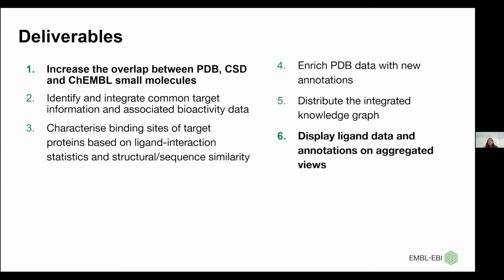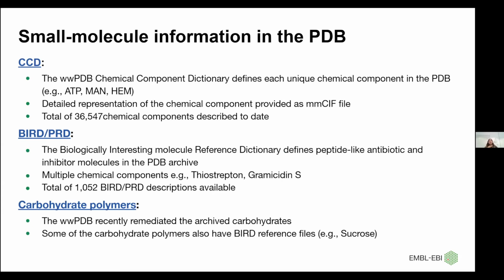So before going into the details, let me give you a quick overview of what we currently have in the PDB archive in terms of small molecules. The first thing I would like to highlight is the CCD, which is the Chemical Component Dictionary, and it defines the unique chemical compounds in PDB, usually with 3-letter codes: ATP, MAN, heme, and they are represented as mmCIF files. To date, we have over 36,000 chemical compounds.